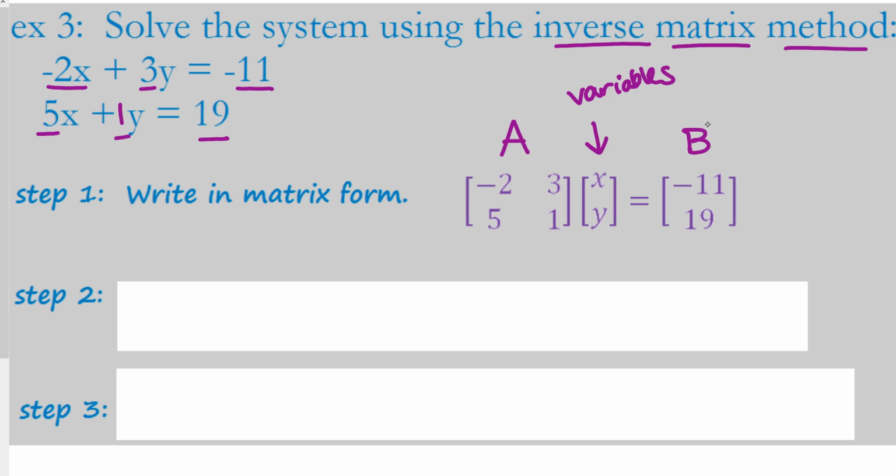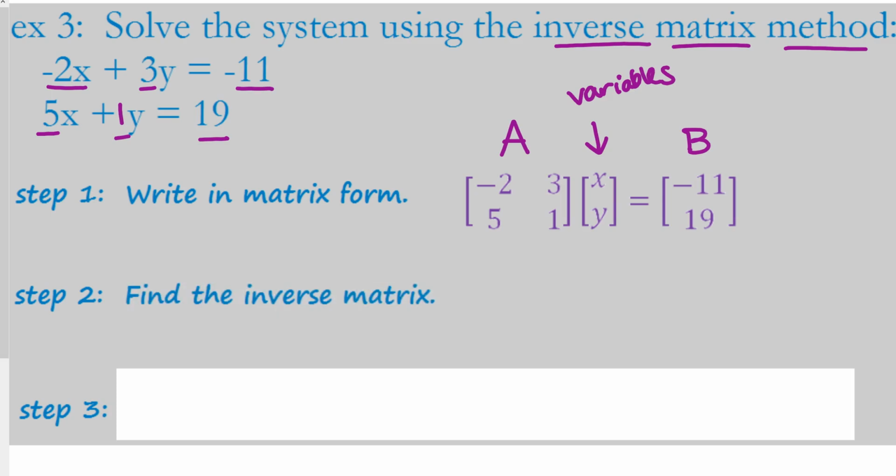Now that you have matrix form, and by the way, if you want to be convinced that matrix form is the same as the equations, just multiply these two matrices together. -2 times x plus 3 times y equals -11. That's the first equation. 5 times x plus 1 times y equals 19. That's the second equation.